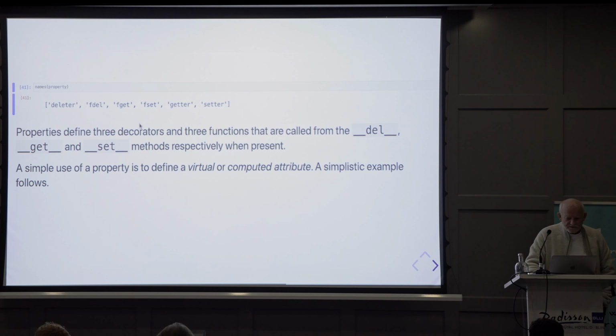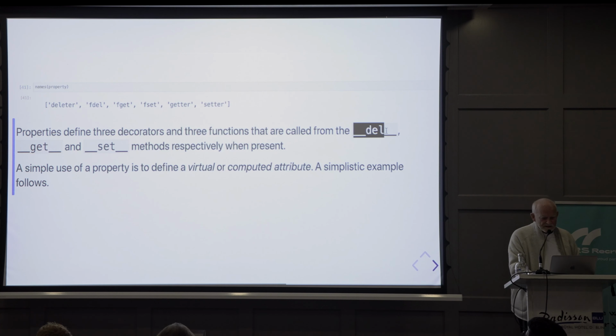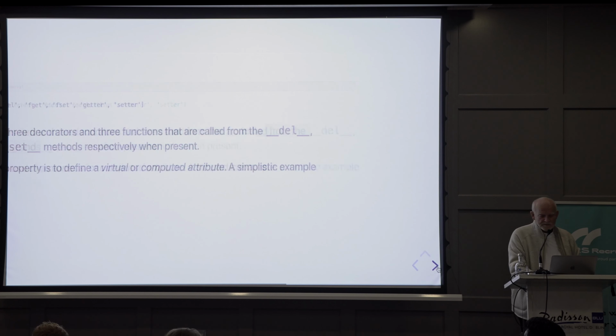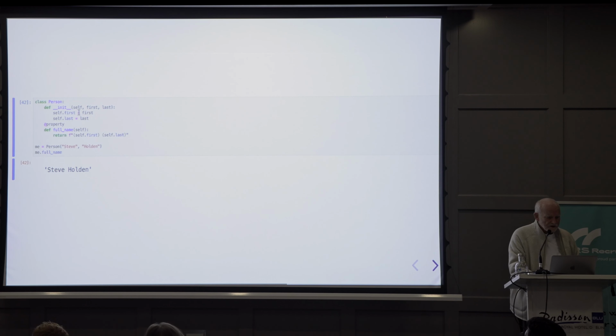So properties define three decorators, and the three functions, function delete, function get, and function set, are called from the standard del, get, and set methods when they are present. So a simple use of a property is to define a virtual attribute, or sometimes called a computed attribute. So here's a simple class person.